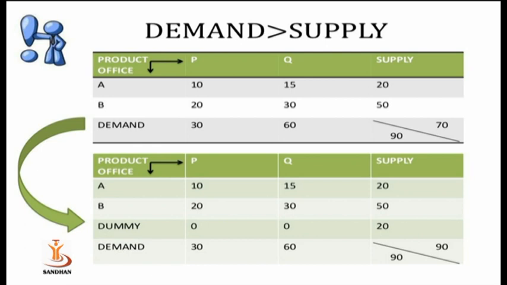Now if we see here, the total supply from two offices, office A and B, is 70 units, whereas the total demand required by different products like P and Q is 90 units. So here we will try to add a dummy row as shown in the figure below. The third row is a dummy row where we try to add 20 units of supply, which makes the demand equal to the supply.